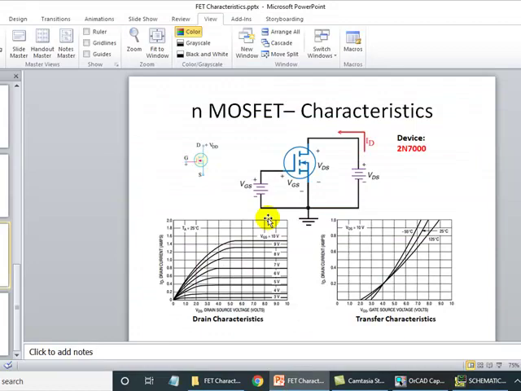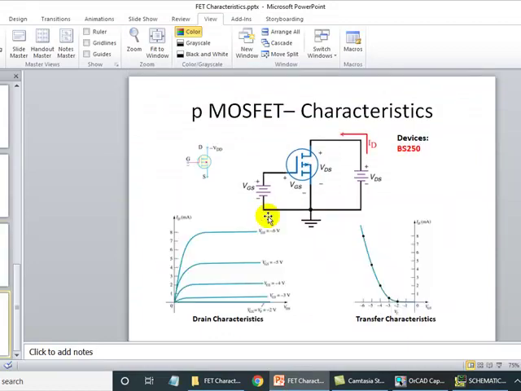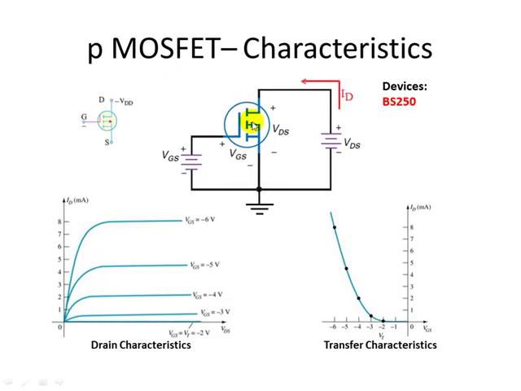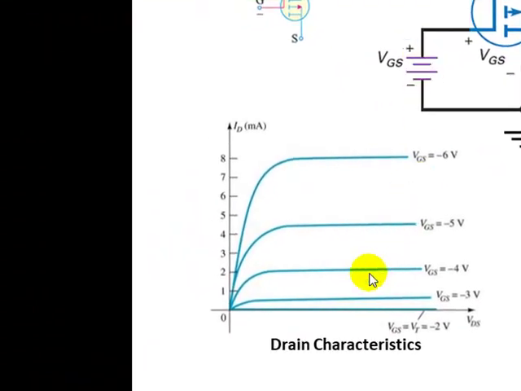So last type of the MOSFET is PMOSFET. Please note the circuit symbol, the arrow is going outwards. Once again, this is enhancement type MOSFET. Channel is not there. To create a channel, we'll have to apply negative voltage. And this is how the drain characteristics look like.